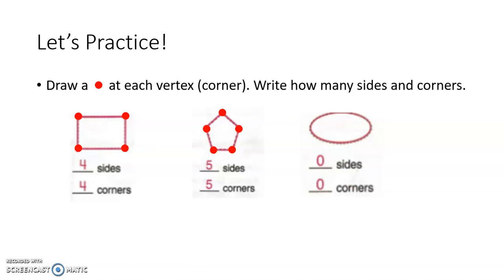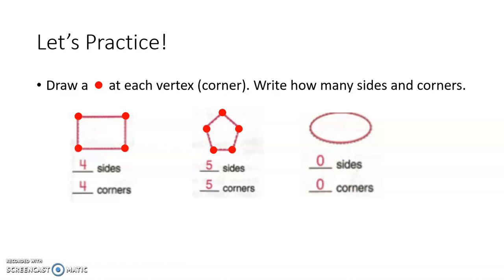Well, guys, that's all for this video. You did an awesome job. Remember, sides, straight lines. Corners, where the two sides meet, right? And remember, the shapes that you're seeing are going to have, for the most part, sides and corners, except for ovals and circles. They are not going to have those things.